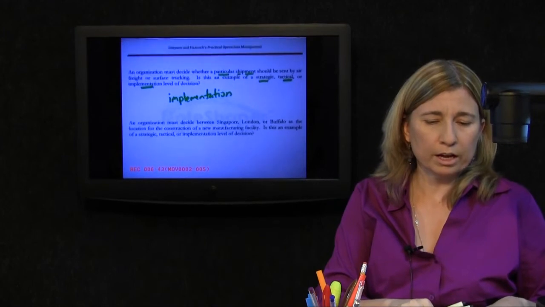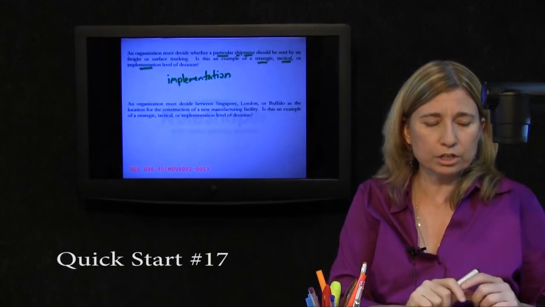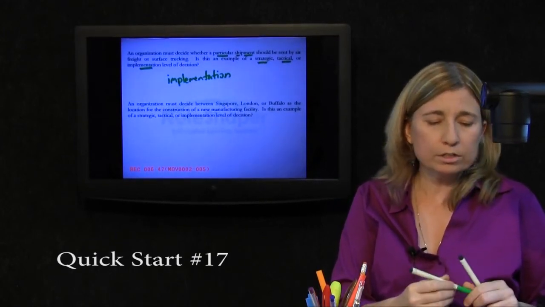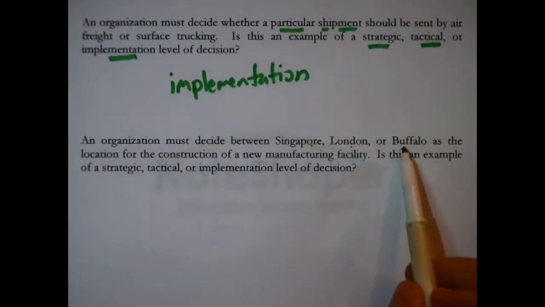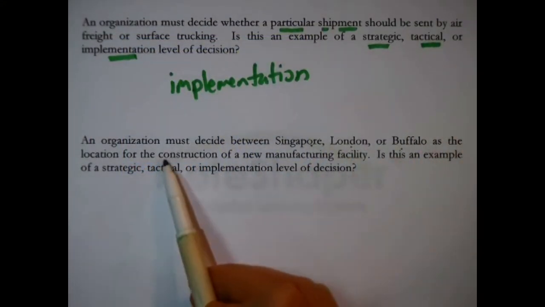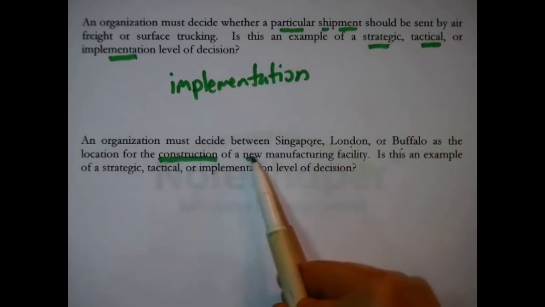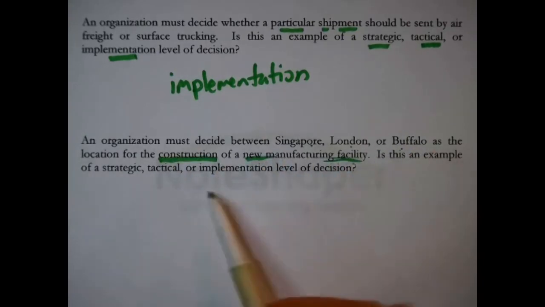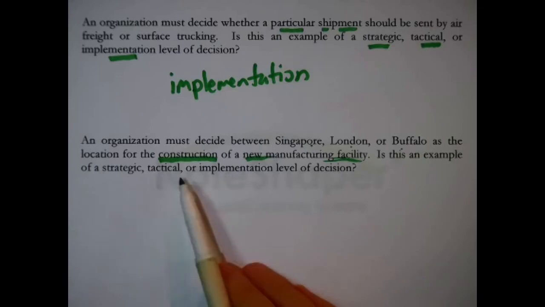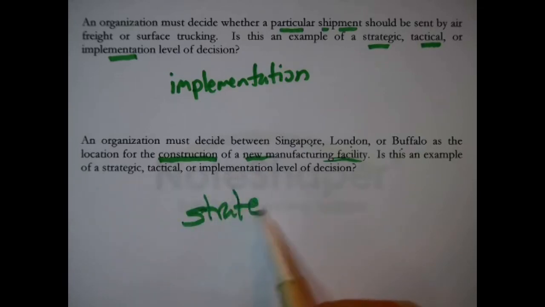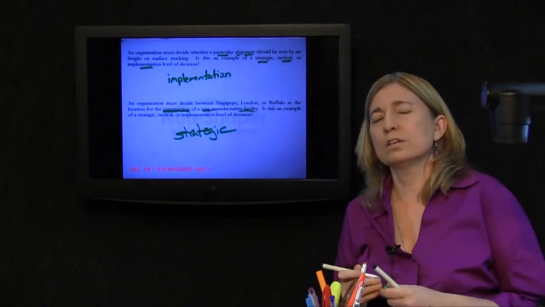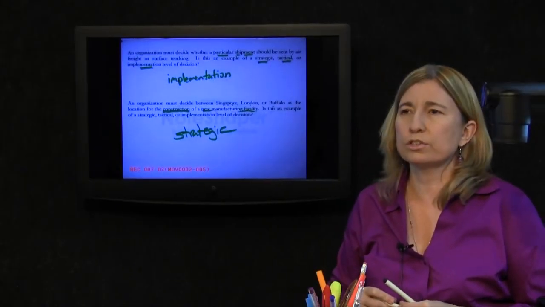Now, our last diagnostic challenge. An organization must decide between Singapore, London, or Buffalo as a location for the construction of a new manufacturing facility. Make the call. Strategic, tactical, or implementation. We are back up to the top of the list. That's an excellent example of a strategic decision.